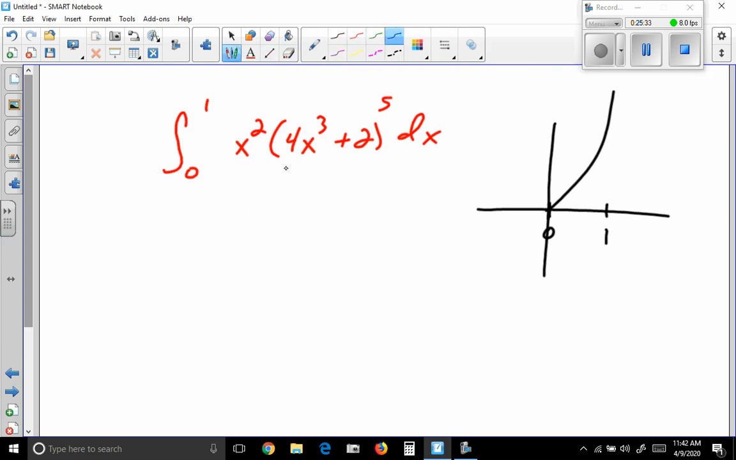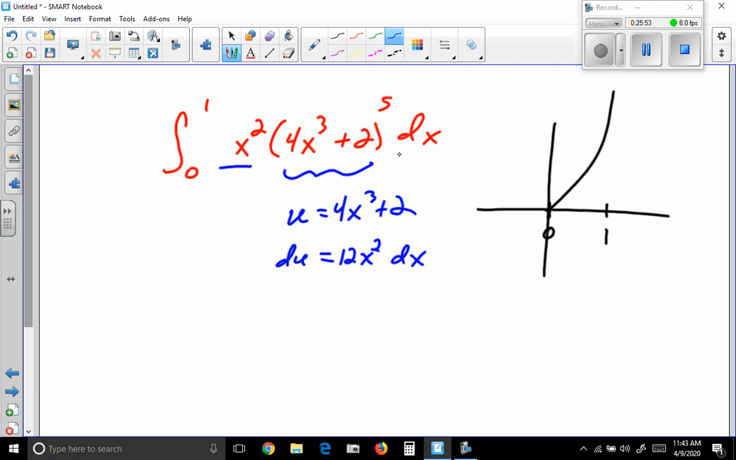So we need to begin by making a substitution. That's our inside function, so we're going to replace 4x cubed plus 2 with u. What would that make du? It's the derivative of u times dx.